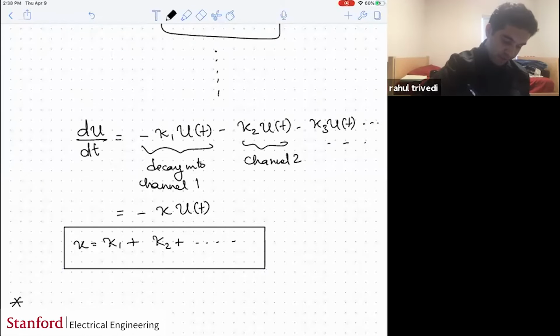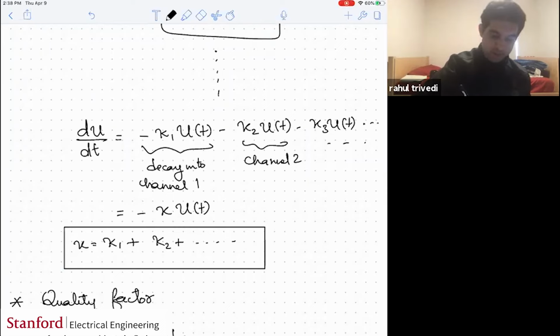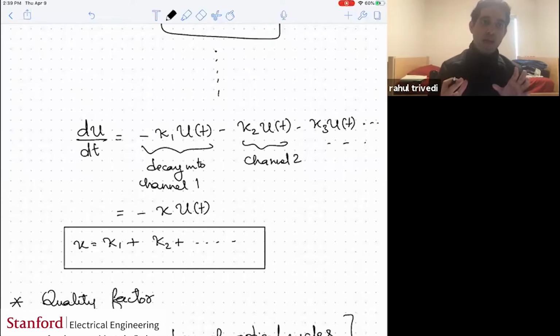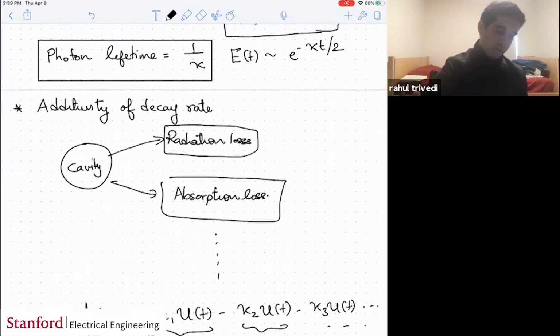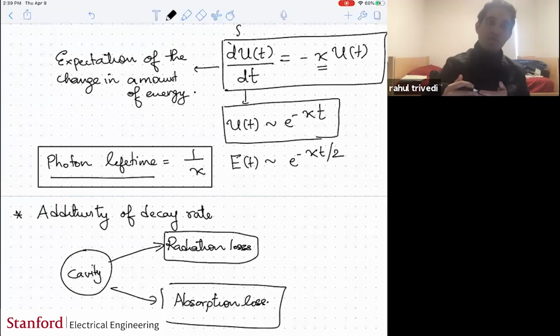As I was saying, the next important term that we often define is the quality factor. This quality factor, Q, you can think of as 2 pi times the number of optical cycles within 1 photon lifetime. That's a very simple mnemonic to remember what this quality factor means. You want to count how many optical cycles have occurred by the time 1 photon lifetime has elapsed. And remember, the photon lifetime is 1 over the energy decay rate.